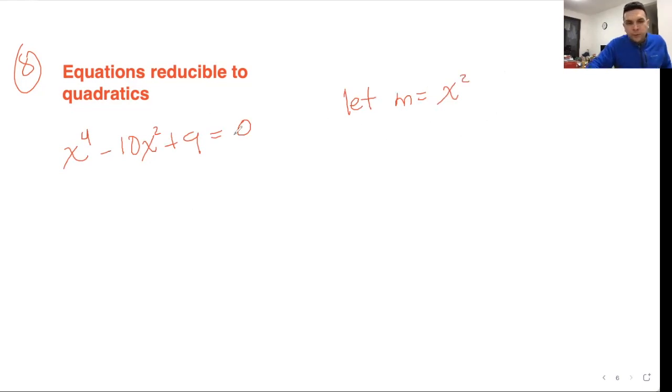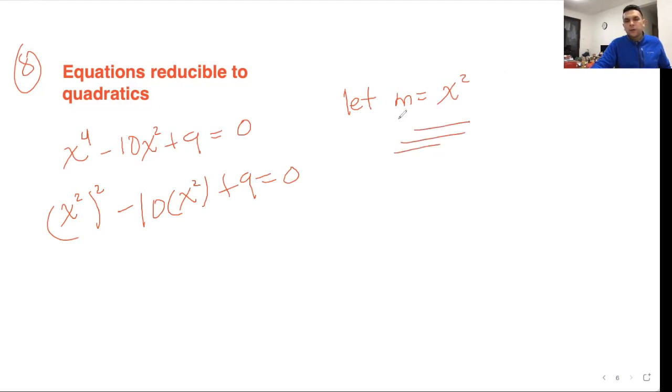So I'm going to rewrite this in terms of m. I can do x squared, this is the same, right? Minus 10 times x squared plus 9 equals 0. Now remember this right here. So I'm going to substitute these with m. So I'll get m squared minus 10m plus 9 equals 0.